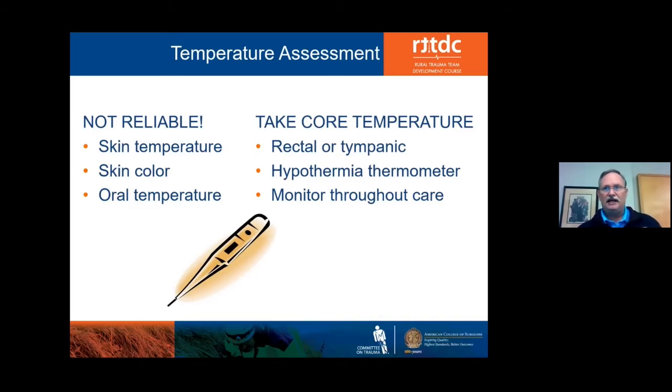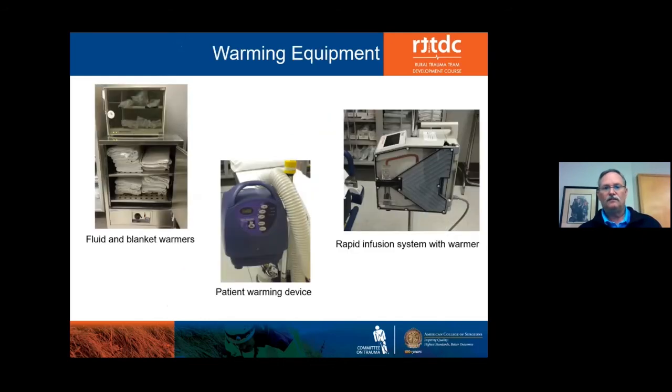Skin color is definitely not reliable, especially since there could be underlying medical conditions. They may have things like Raynaud's, which might impair that skin color. So those things are not very reliable in the assessment of the temperature. And examples of warming equipment would be blanket and fluid warmers, warming devices, and a rapid infuser.